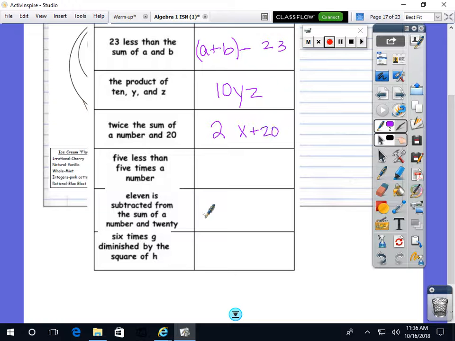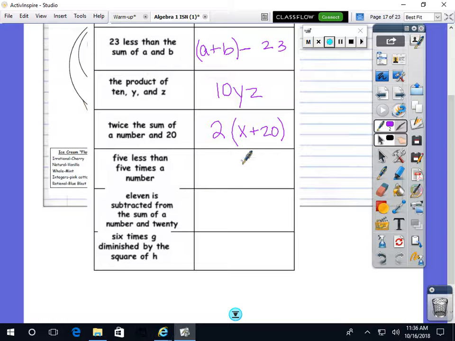So is that it? Parentheses. You're multiplying 2 by the entire sum, not just by the x. And had you not put parentheses, it would have just been 2 times x plus 20. But it needs to be 2 times x plus 20, the whole thing.